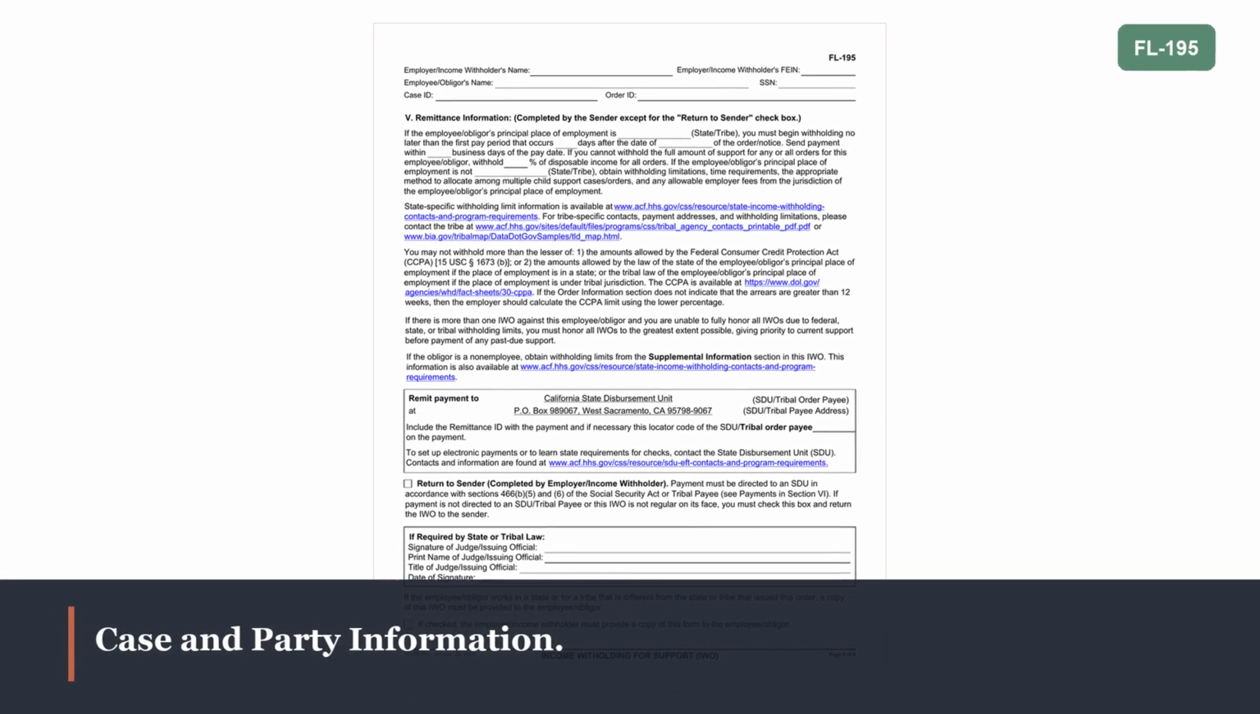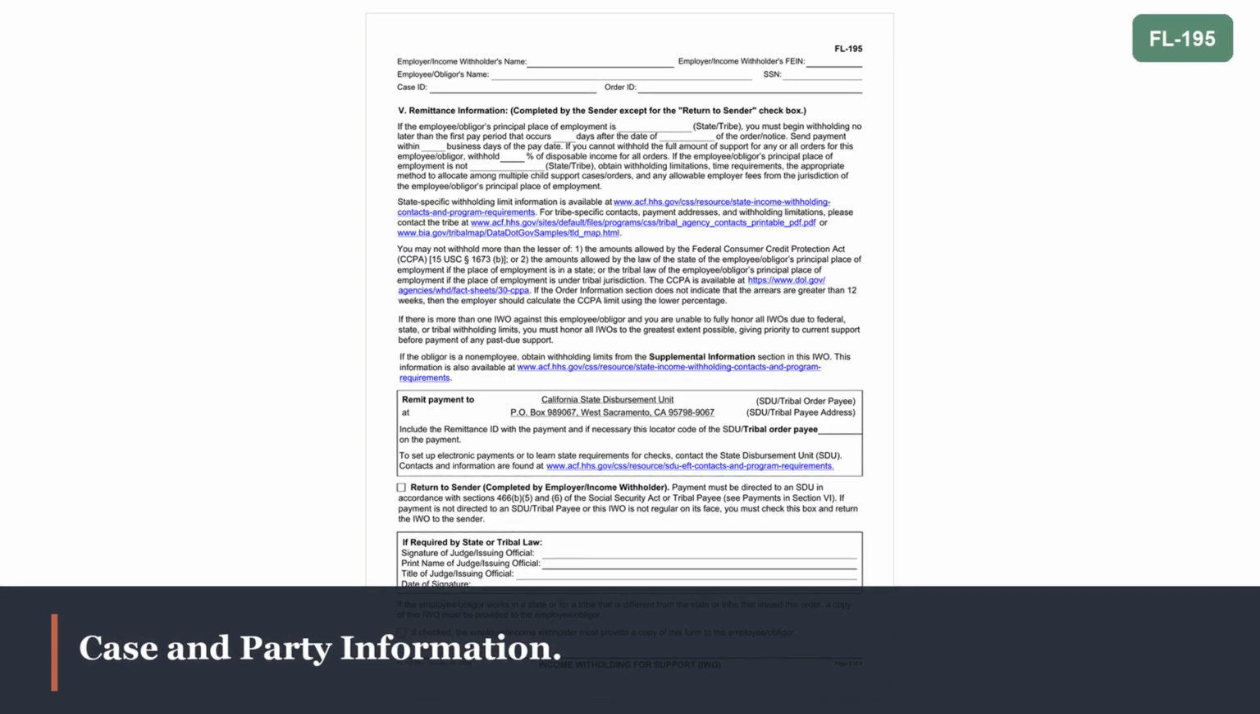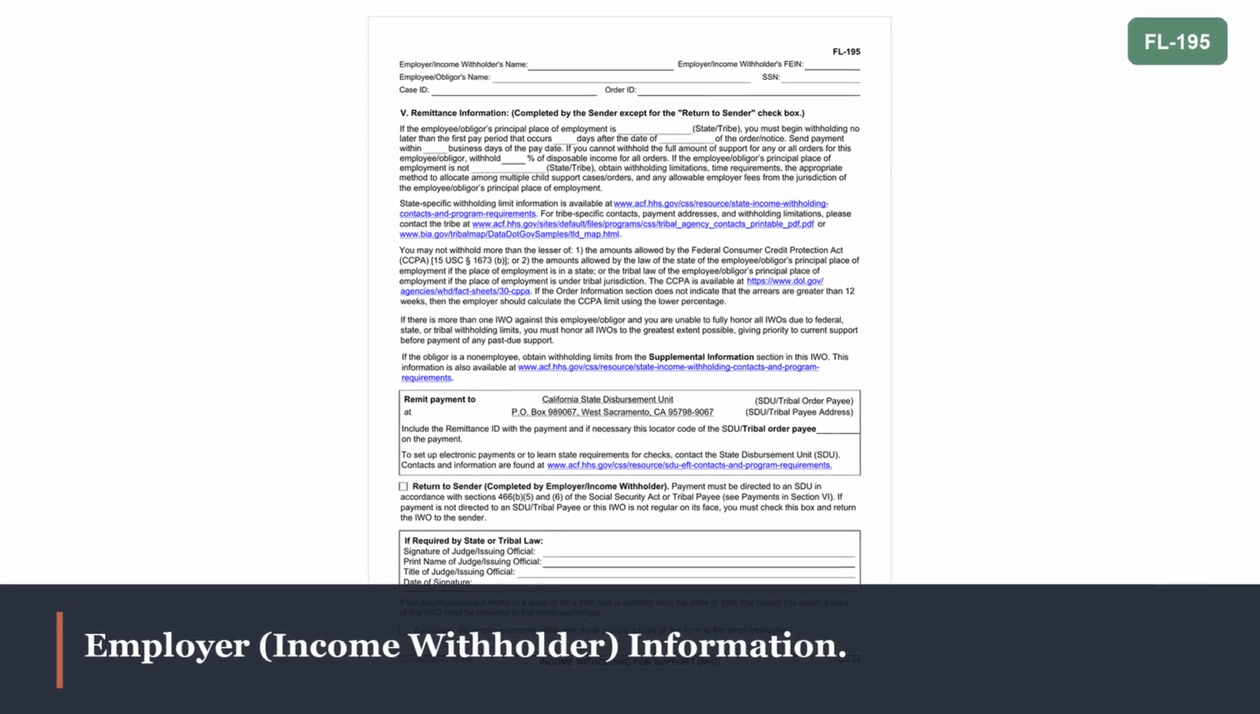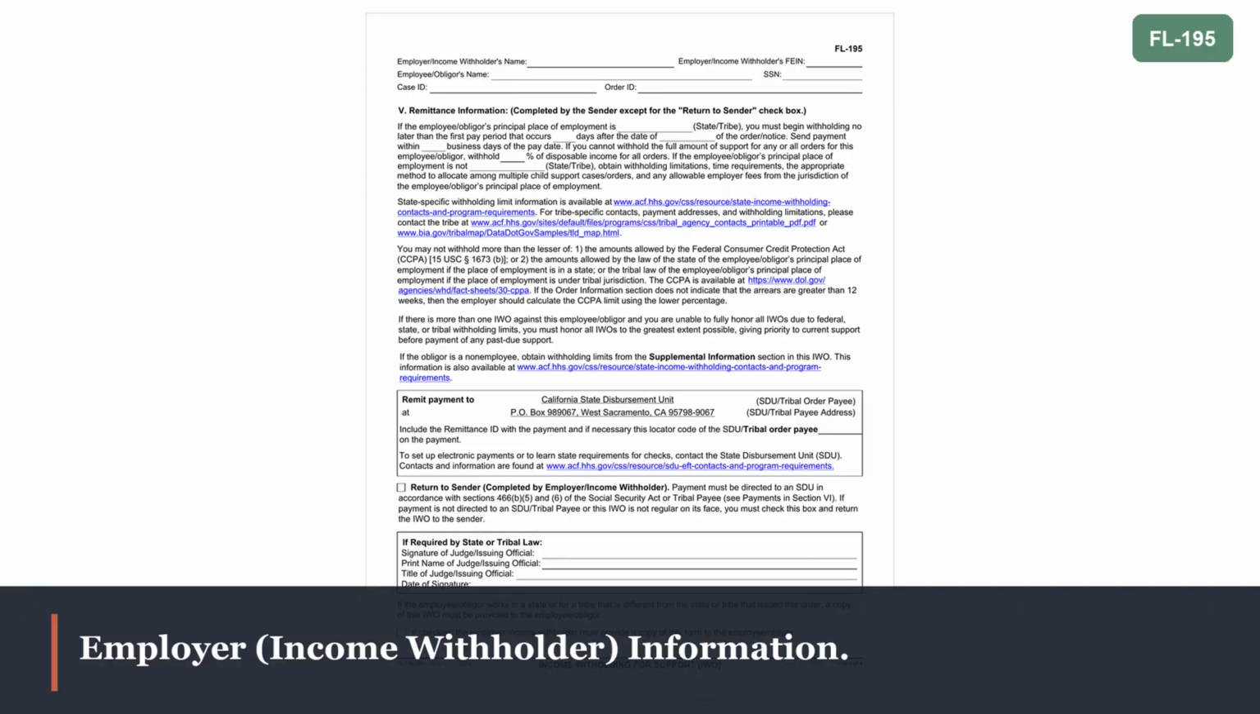Case and party information. At the top of the form, you'll enter the county, case number, and the names of the parties, including the employee, the parent or spouse who owes support, and the person or agency to whom support is owed. This information needs to match your existing case exactly. Employer, income withholder, information. This section identifies the employer who will actually carry out the withholding, full legal business name, address, and, where applicable, the specific department or contact the employer uses for processing income withholding orders. Many larger employers have a dedicated payroll or garnishment processing address that is different from their general business address.